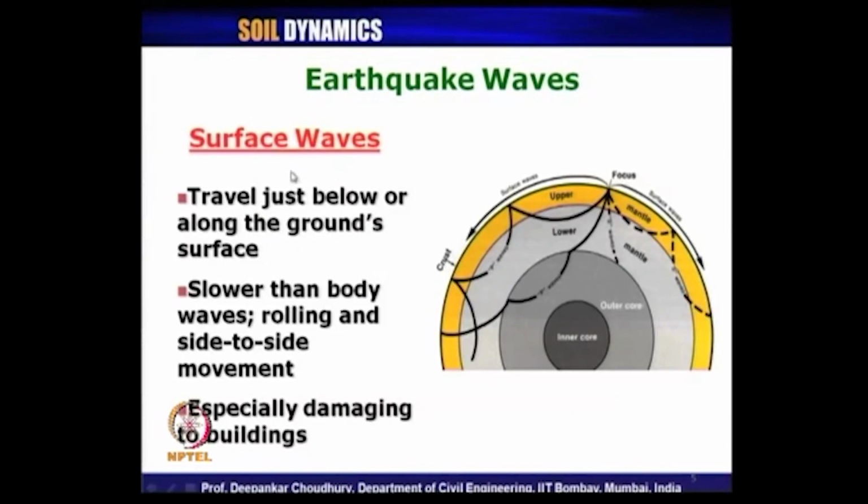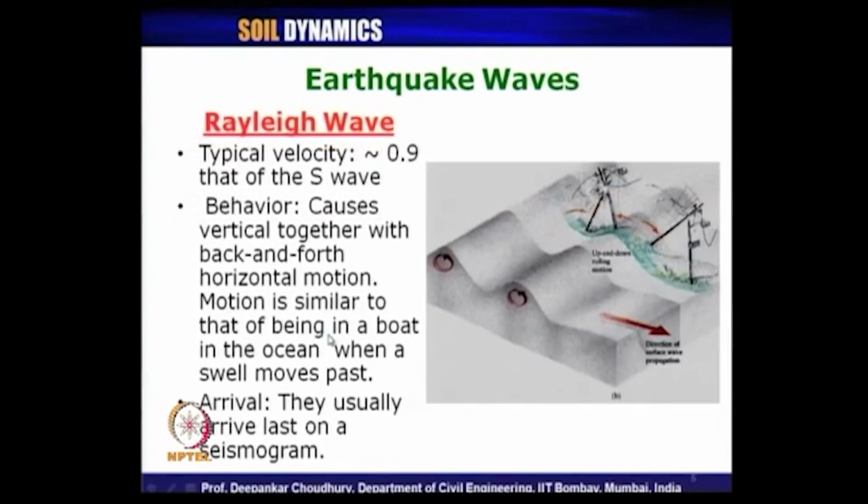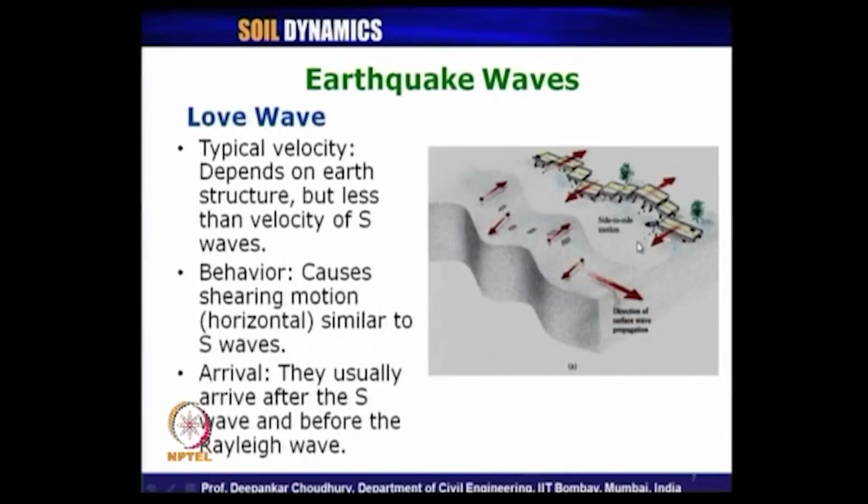Then we have seen surface waves which are traveling only within the earth crust and on the surface media. Then among the surface waves we have seen the characteristics of Rayleigh wave. The typical velocity of Rayleigh wave is about 0.9 times the shear wave velocity, and the behavior also we have seen. Then another type of surface wave is Love wave. The wave velocity for Love wave is again lesser than secondary wave or shear wave, but it is higher than the Rayleigh wave.